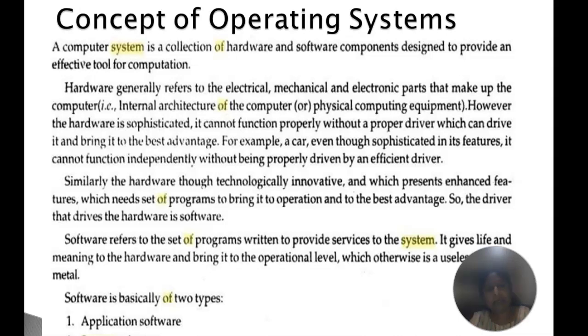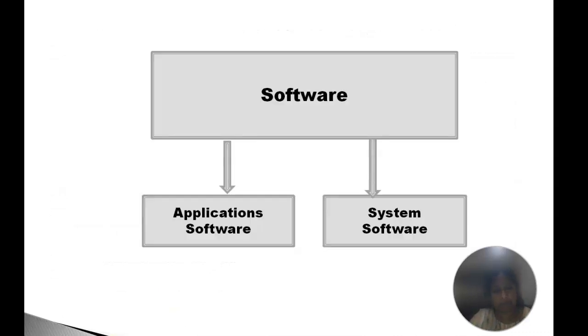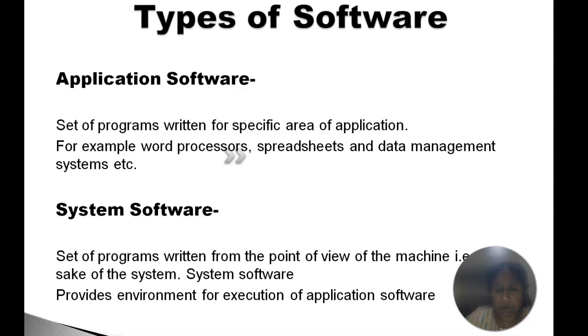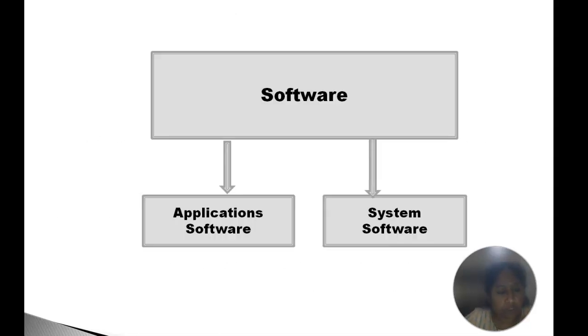Software is basically divided into two parts, application software and system software. What is meant by software? The tested programs plus documentation is called software.